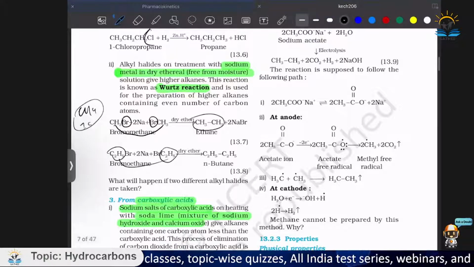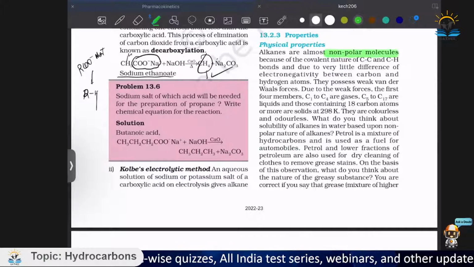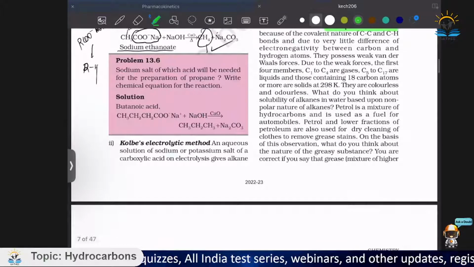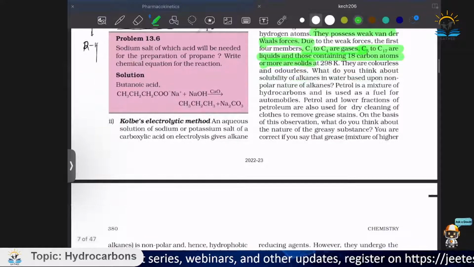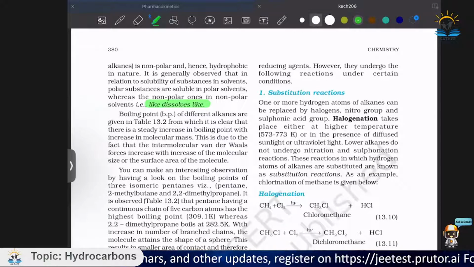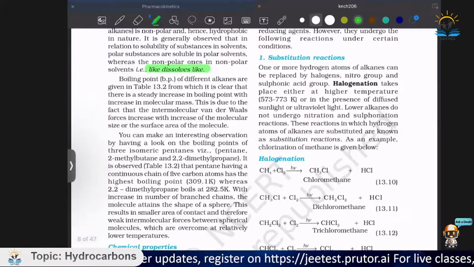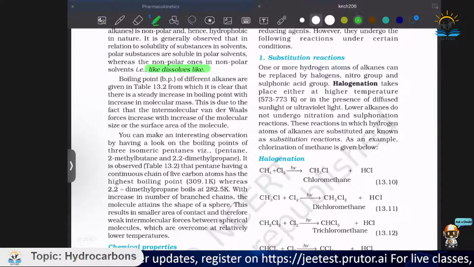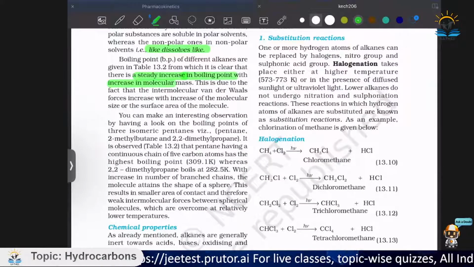Properties, physical properties. What can you say? They are non-polar. They possess weak van der Waals forces. So 1 to 4 carbons are gases, 5 to 17 are liquids, more than 18 are solids. They dissolve by the like dissolves like concept, so these non-polar substances dissolve in non-polar solvents. There is a steady increase in boiling point with increase in molecular mass.